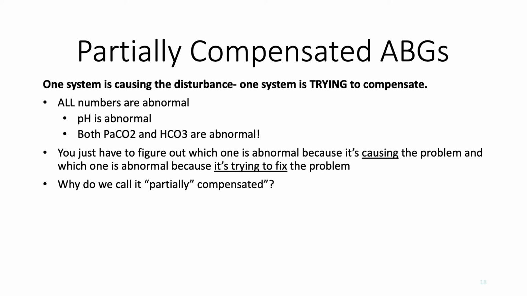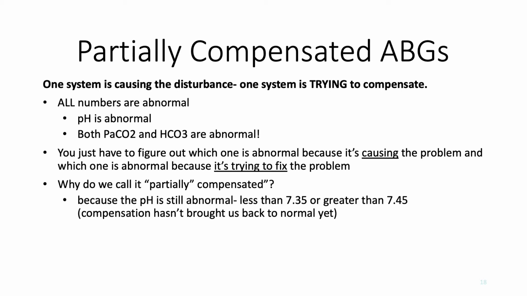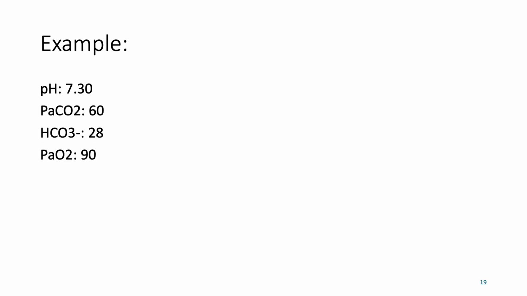And how do we know that? Well, we know that it hasn't completely helped or it's only partially compensated because the pH is still abnormal. It's still either below 7.35 or above 7.45. So let's look at an example of a partially compensated ABG. Pause the presentation and try to work through this arterial blood gas.